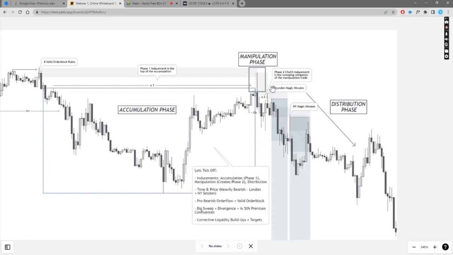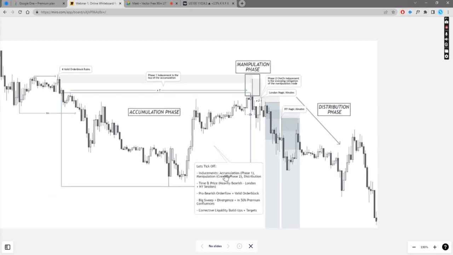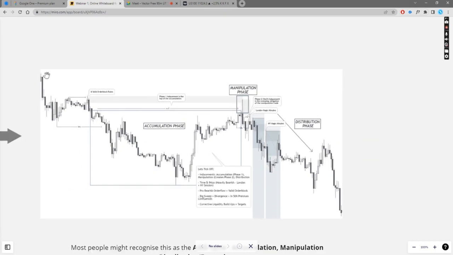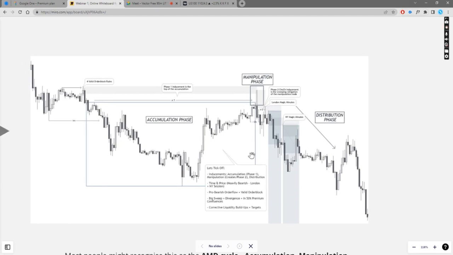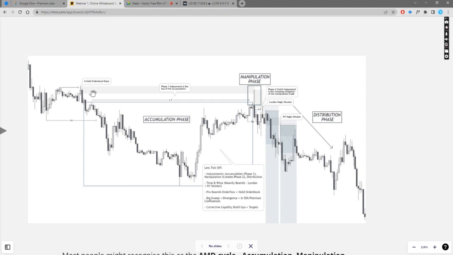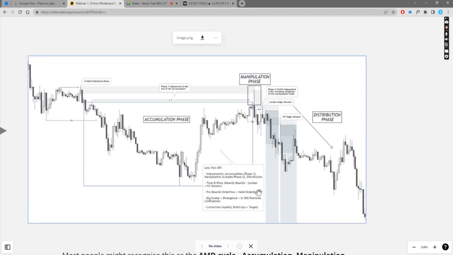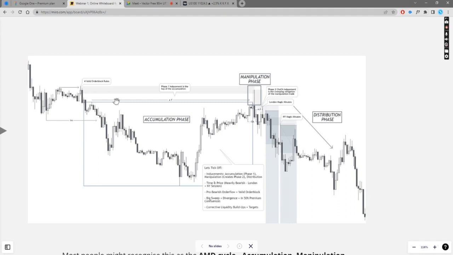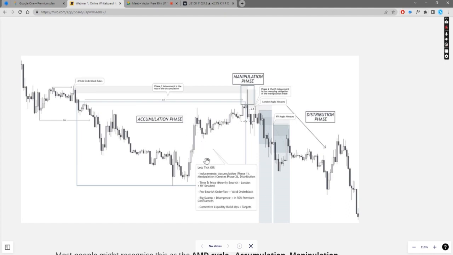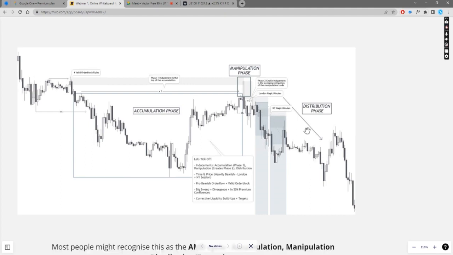And then essentially before you're looking to take your trade, you got to tick off some things. So we got our AMD cycle here. We're following time and price because we're in London at this point. We got pro-bearish order flow, so our momentum is downwards, so we want to respect our momentum in that case. We have our valid order block as well. This has 3 rules, not 4. Apologies. We have a nice big sweep. We have some divergence, which is an extra confluence, and then targets. You always got to look at the targets as well. We have our last point demand here, which gets mitigated to here, which allows another sell opportunity.